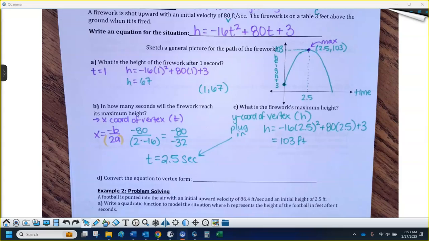Question. So, okay, see if this makes sense.